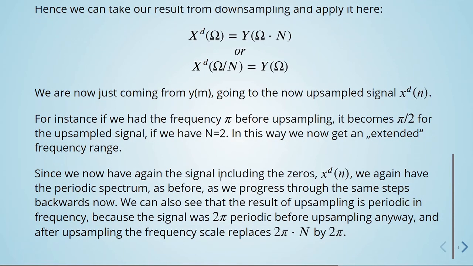Since now we again have the signal including the zeros, we again have this periodic spectrum as before, as we progress through the same steps backwards now. So we can also see that the result of upsampling is periodic in frequency, because the signal was 2 pi periodic before upsampling anyway, and after upsampling the frequency scale replaces 2 pi times capital N by 2 pi.